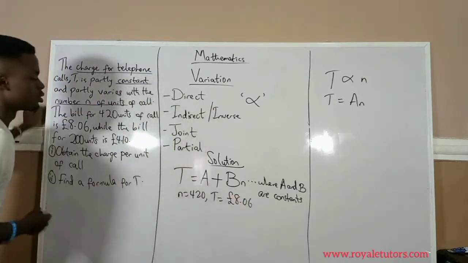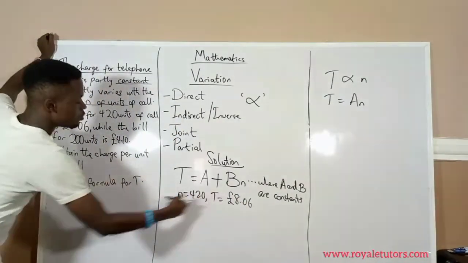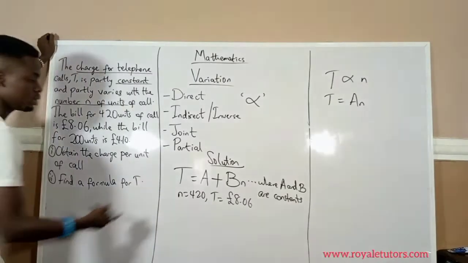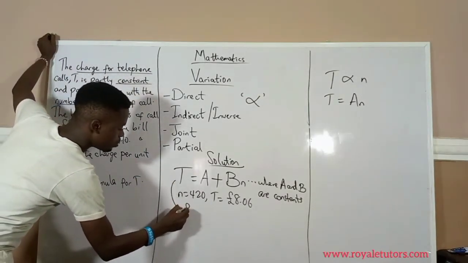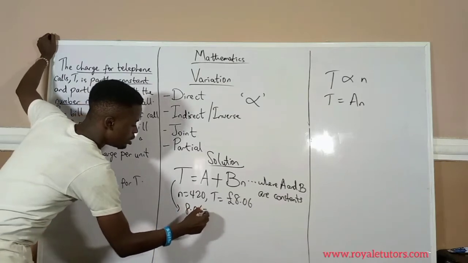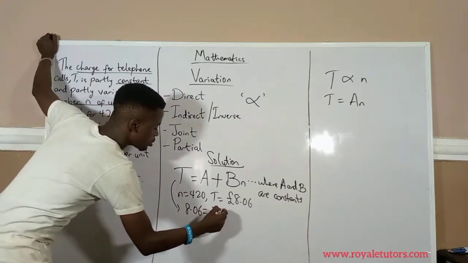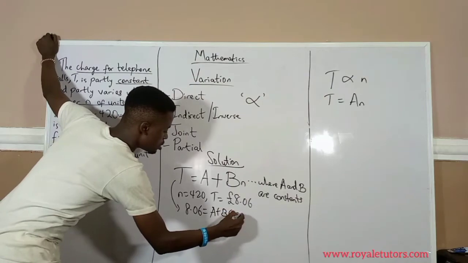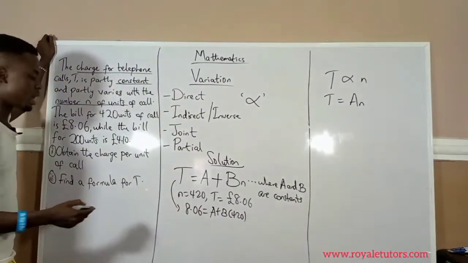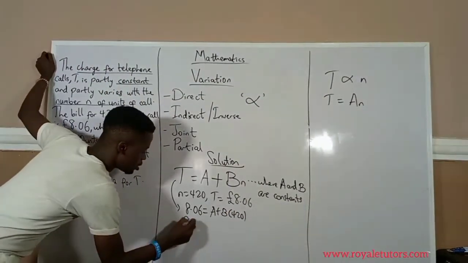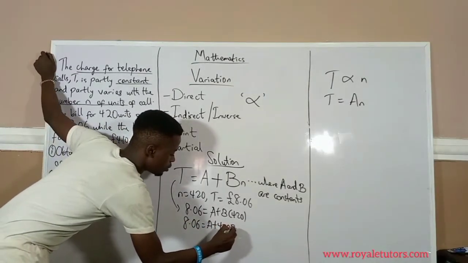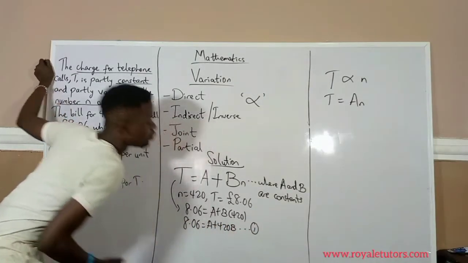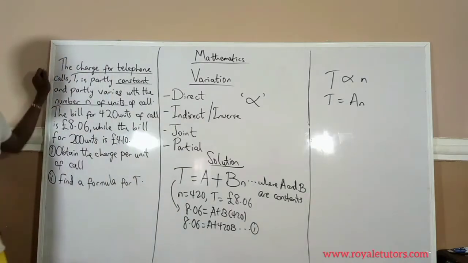Okay, so all you need to do is to substitute these values into this equation. So if you substitute the first one, you have 8.06 from T is equal to A plus B into bracket 420. So you are going to be having 8.06 is equal to A plus 420B. So you can label this to be your first equation, equation 1.